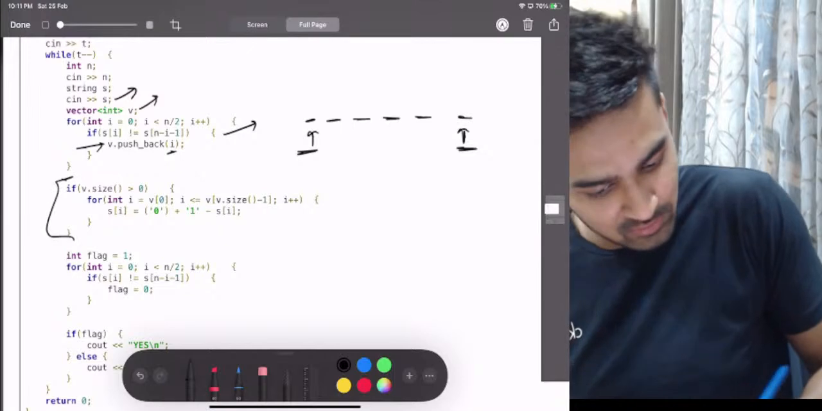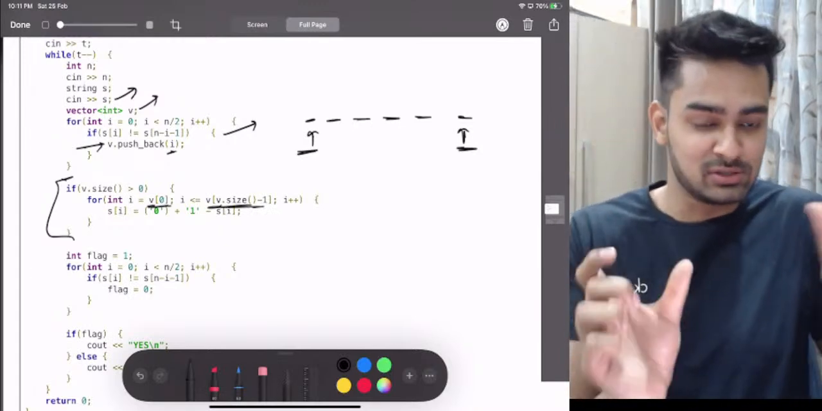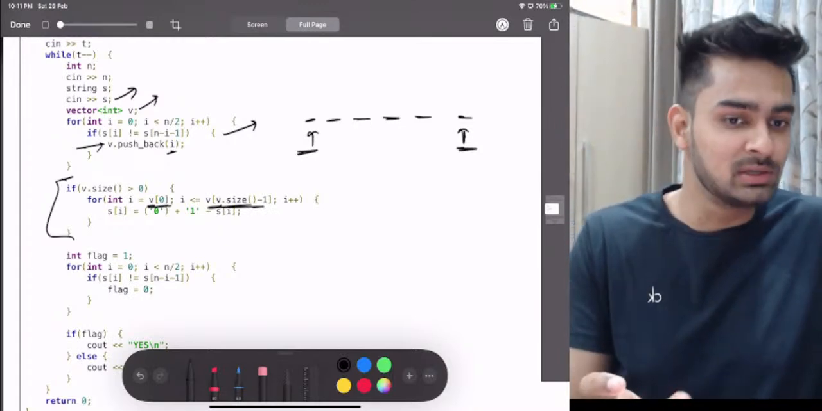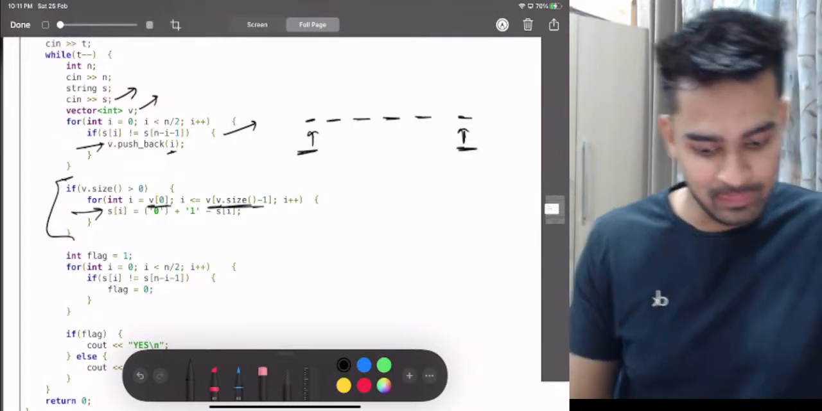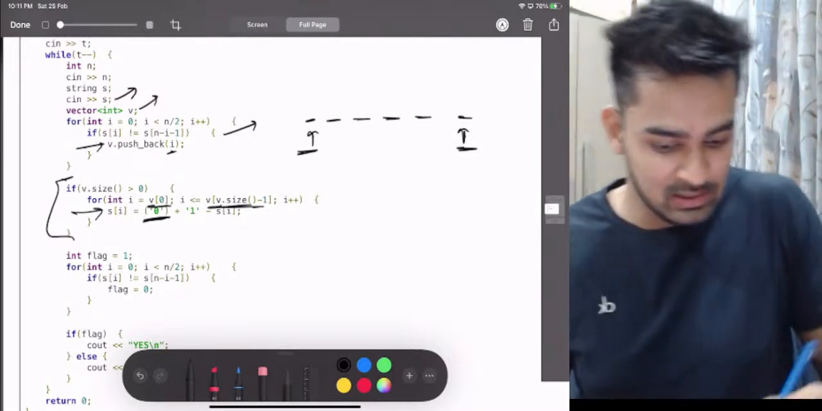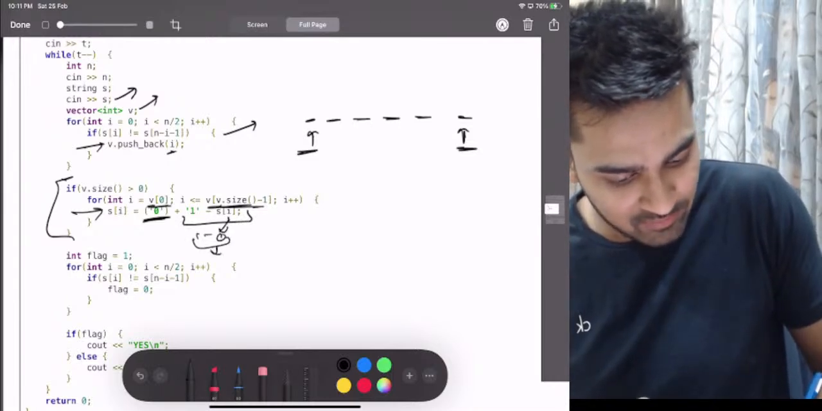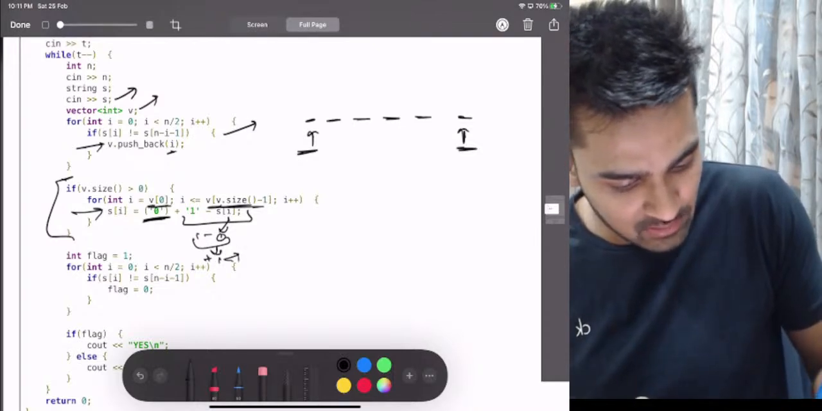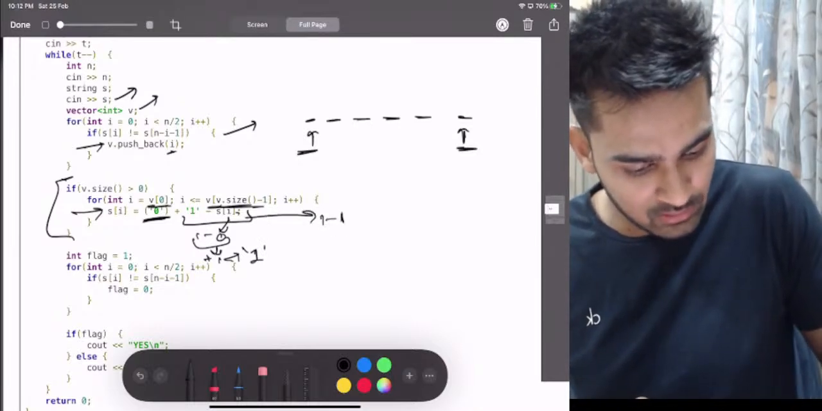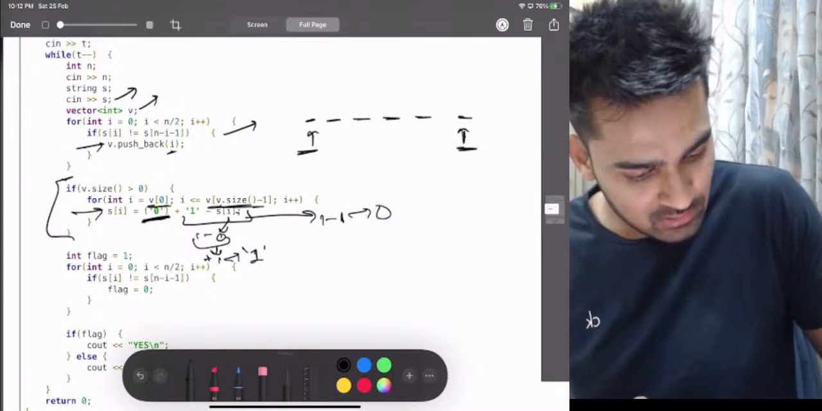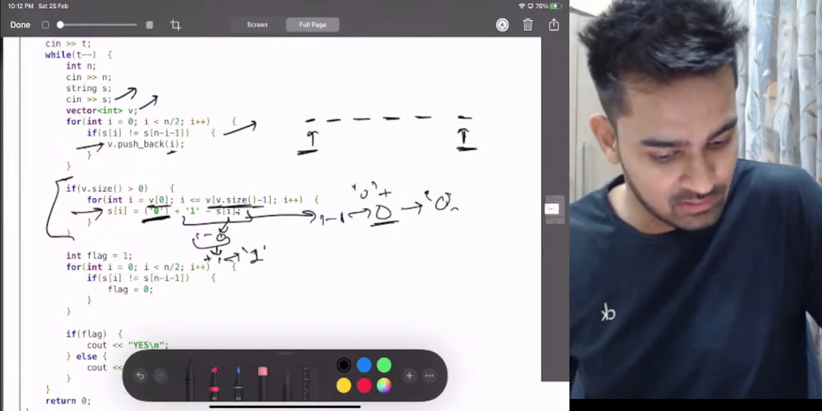If it is greater than 0, then I take the first element of the vector and the last element. These two elements tell me the starting and the ending points of the subarray. What I do is I inverse the entire subarray. This is the character notation of 0. In this part, if s[i] is 0, 1 minus 0 will give me 1, then 0 plus 1 will become 1 in characters. If it was 1, then 1 minus 1 will give me 0, and this 0 in characters plus a numerical 0 will remain character 0 only.